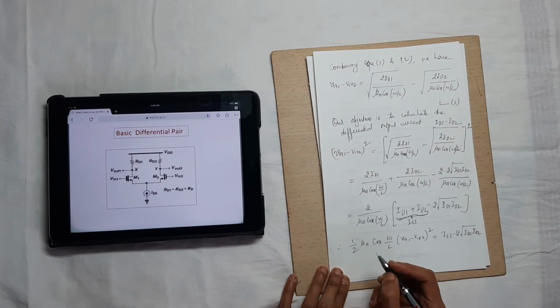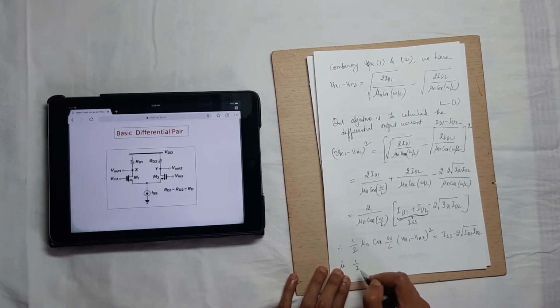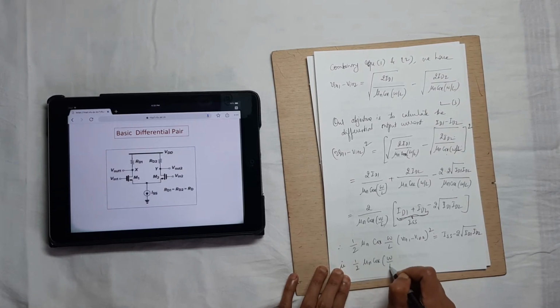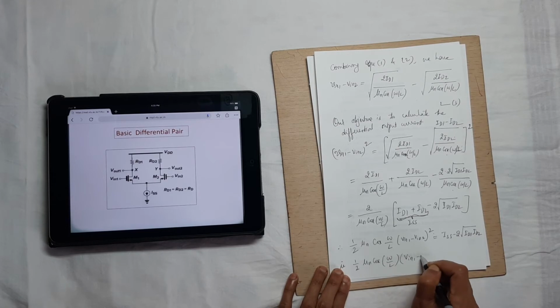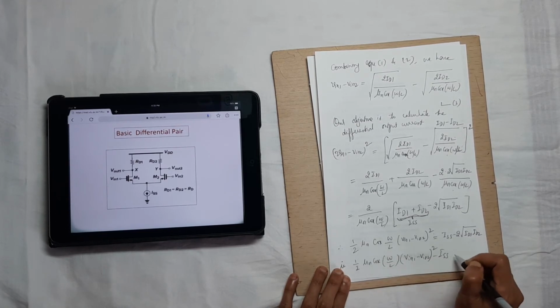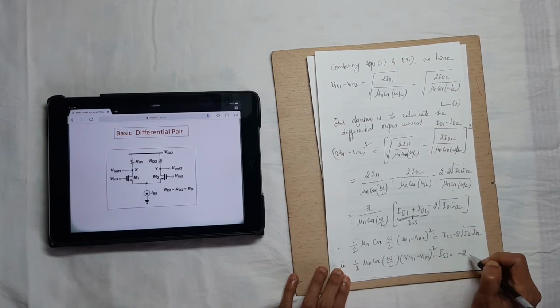Now, half mu n Cox W by L Vin1 minus Vin2 whole bracket square. Take this ISS this side, minus ISS is equal to minus 2 square root of ID1 ID2.